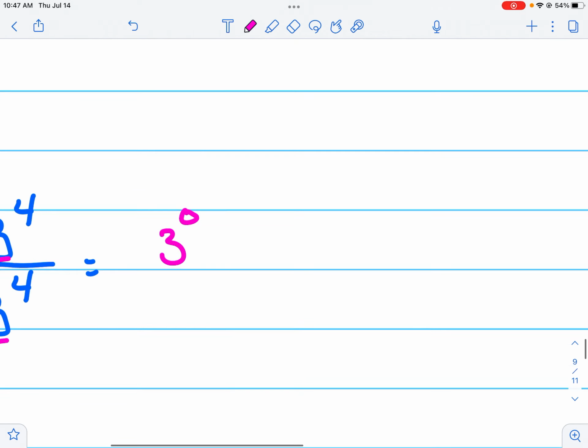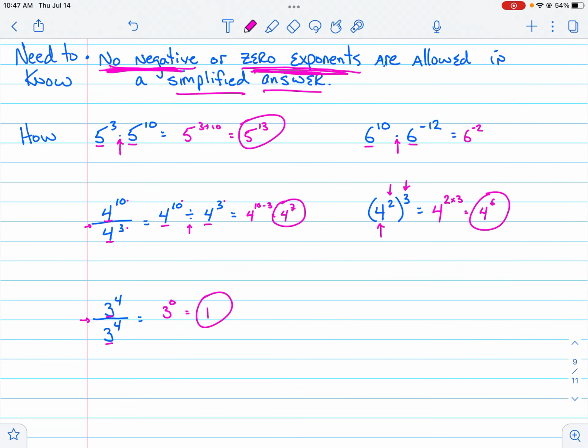Well, what if you do have a zero exponent? Well, this is easy because the answer is just 1. As long as you have something to a 0 power, not including 0, but as long as you have something to the 0 power, the answer is 1.